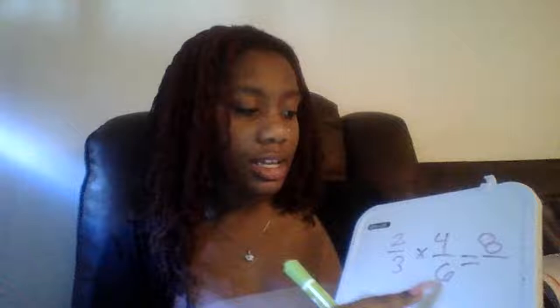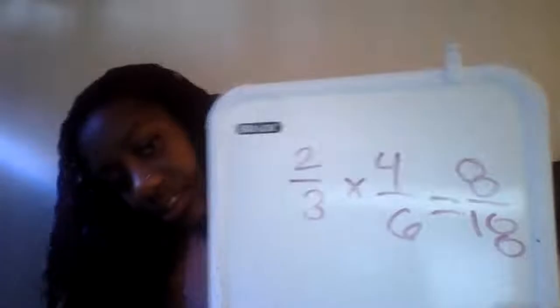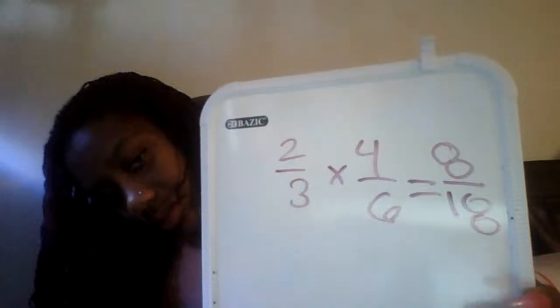So I can just multiply across. So 2 times 4 is going to give me 8. And 3 times 6 is going to give me 18. And that's my final answer. So very simple. I'll do one more.